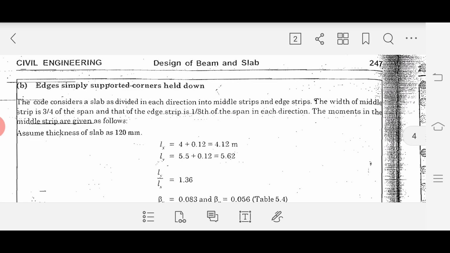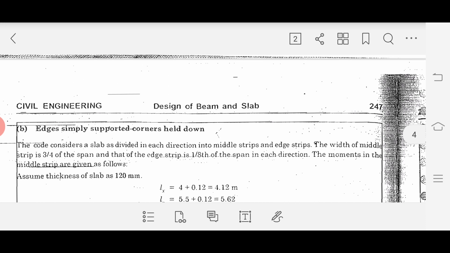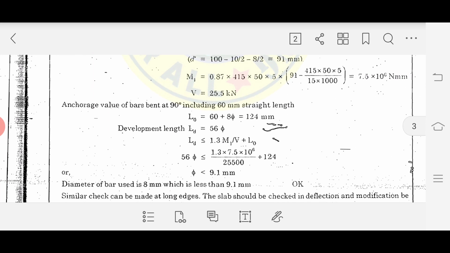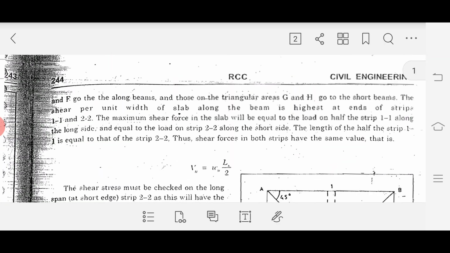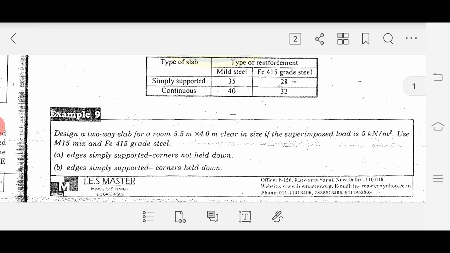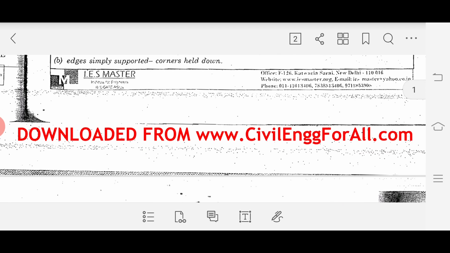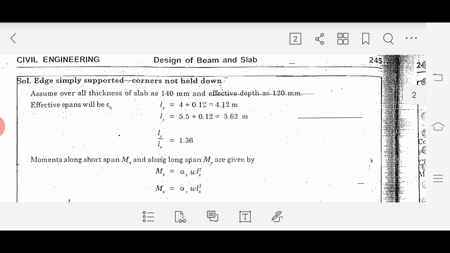Okay, so you can see this is a PDF for the answer for that previous question. You can pause and see. Give me a second. So it starts from here. Design a two-way slab. This is the exact question I asked. I think I have given you a step-by-step procedure, right? I follow the same procedure.